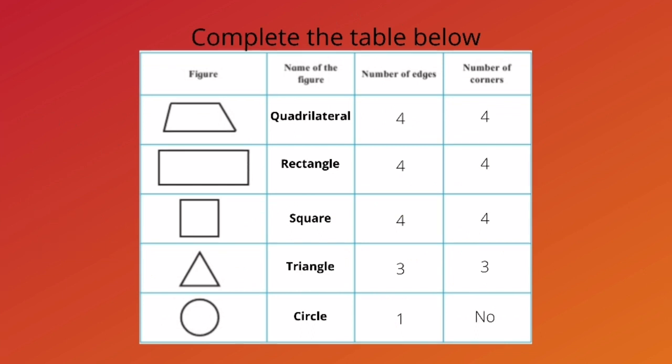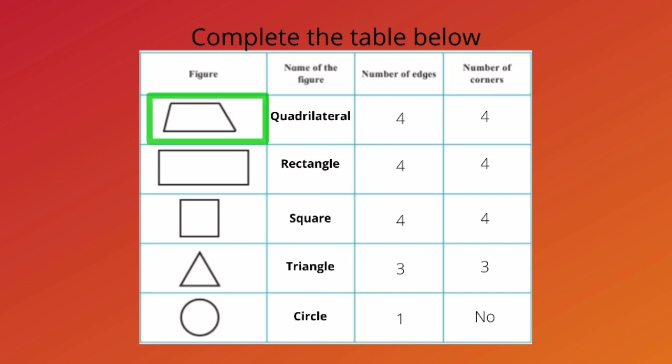The next is complete the table. In the given table, you will find 4 columns. In the first column, you will find figure. In the second column, you have to write the name of the figure. In the third, you have to write the number of edges, and in the last column, you will write the number of corners. Now see the first figure.